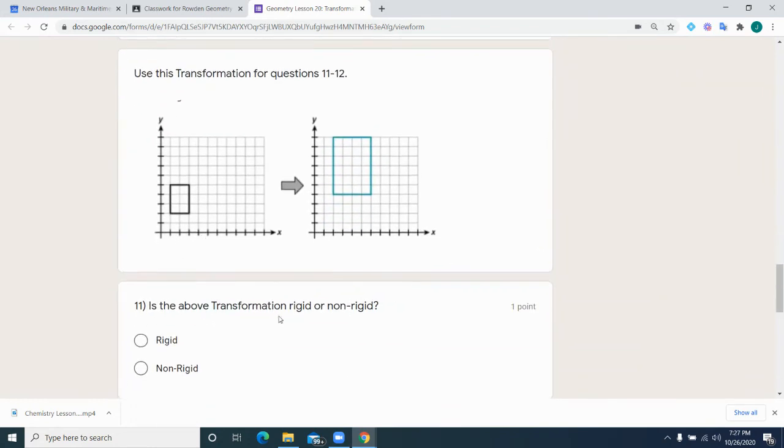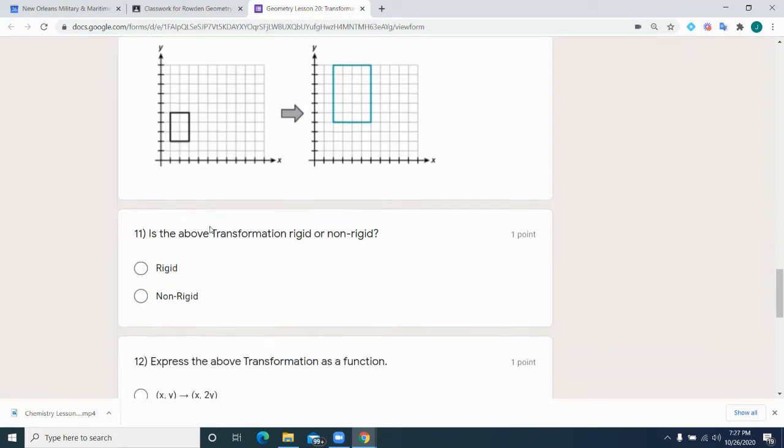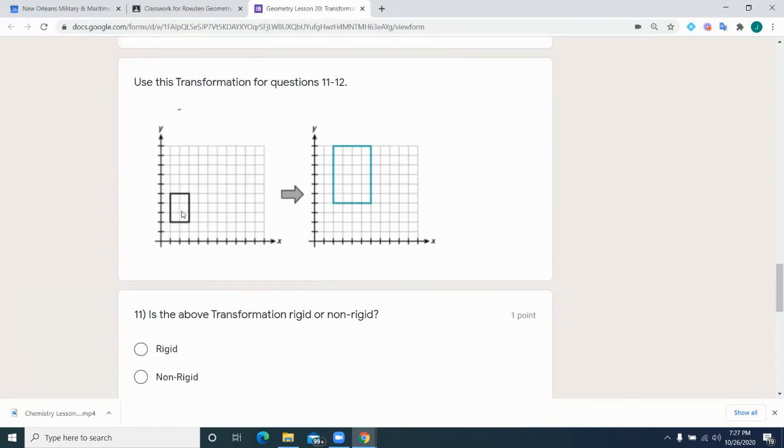Is this rigid or is it non-rigid? Well, it looks like it's gotten bigger, so it's definitely non-rigid. Okay, now let's figure out what's happening to this. First off, our x was right here at 1, and now our x is at 2.